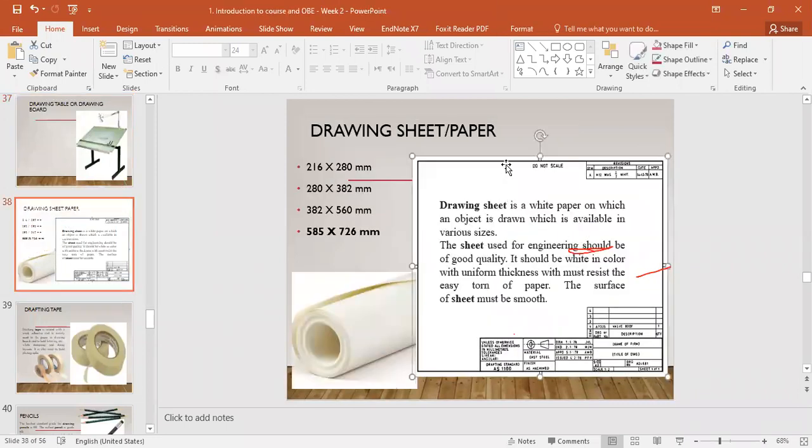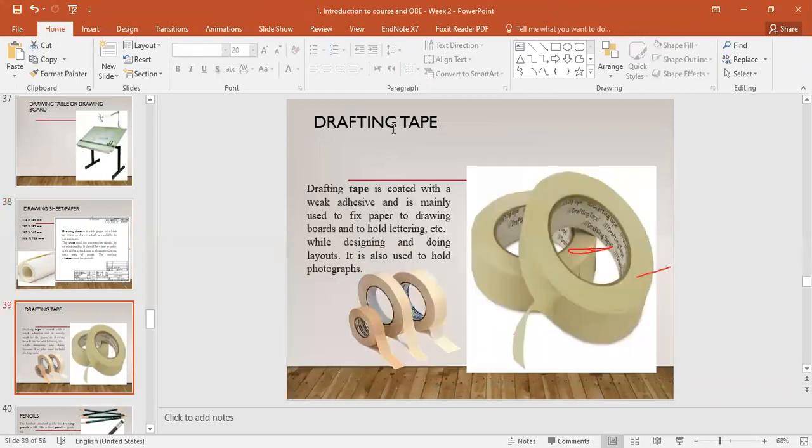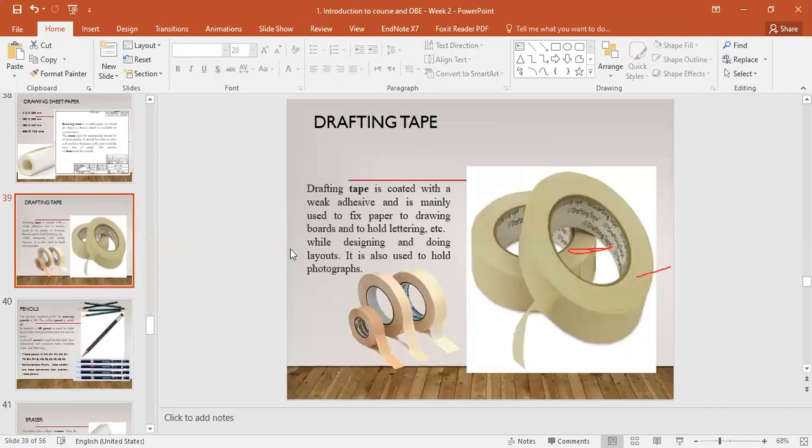We have discussed drawing sheets as well. A drawing sheet is a white paper on which an object is drawn, and it is available in various sizes. We will use the A3 size sheet that is available in university. If you do not have access to the drawing sheet from university, you can use A3 size paper. But for the first practical, you have to use A4 size paper, the simple paper. Drafting tape is used to fix the drawing sheet.